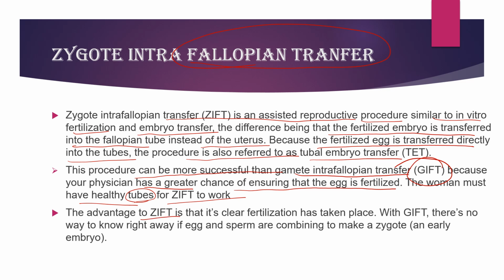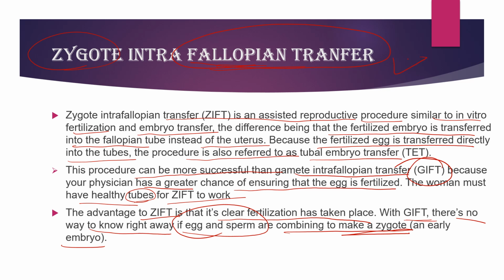The advantage of IVF is that it's clear fertilization has taken place, whereas with GIFT there's no way to know whether the egg and the sperm are combining to make a zygote, that is an early embryo, or not. So here already the zygote is being transferred to the fallopian tube, and in the gamete intrafallopian transfer we are transferring the sperm and the ovum. So it is the gamete. The fertilized zygote is not transferred there. So that mere difference is there.